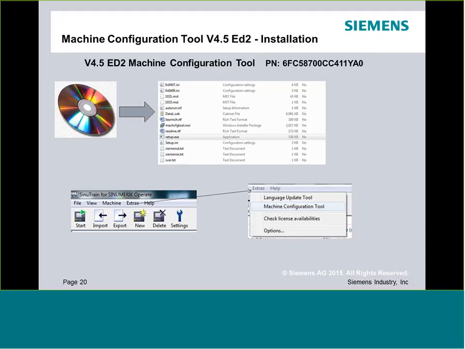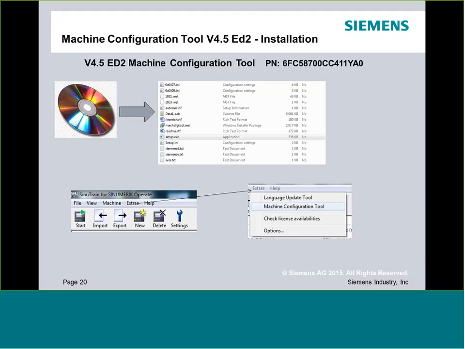So take a look at the CD, run the setup exe. When everything's all said and done, when you go to extras, you're now going to have an option, as you see here, called Machine Configuration Tool. So prior to installing the Machine Configuration Tool, it would go from the Language Update tool and immediately down to Check License Availability. That machine configuration would just be missing. Not even grayed out. It's just not even there. You can't even tell it would have been there. So that's what the install does.